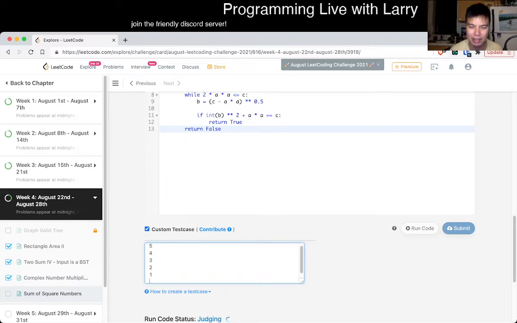Oh, I guess the one thing you should do to make it not infinite loop is to increment a. I've been forgetting about that lately. Sorry, excuse me about the coughing.